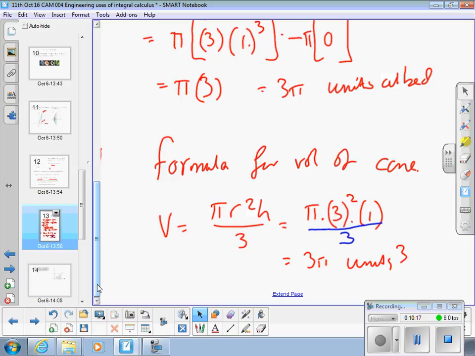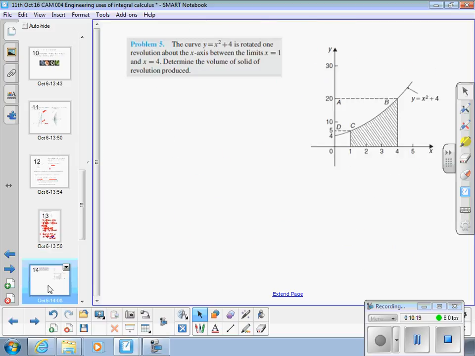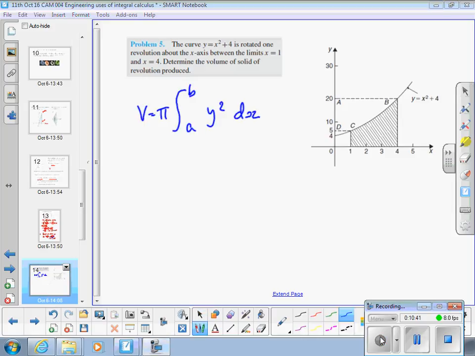Right, have a go then at the one on the following page. The curve y equals x squared plus 4, taken around one revolution about the x-axis between the limits x is 1 and x is 4. Determine the volume of solid of revolution produced. Right, gents. The general form is pi times the integral between the limits a and b of y squared. We've got y squared is equal to x squared plus 4, squared.